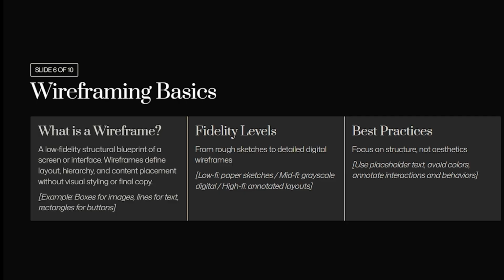For example, boxes can represent images, lines can represent text, and rectangles represent buttons. The goal is to focus on functionality only. So before aesthetics, functionality is needed.